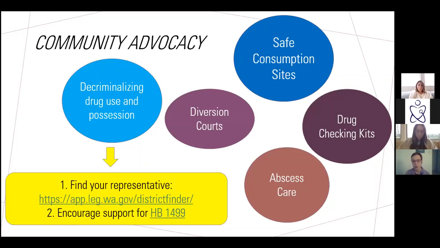I think this would go a long way in addressing some of the bigger picture social issues around methamphetamine use. And then finally, there's a lot of interest in safe consumption sites in Seattle, which I would love to tell you more about, but maybe we can talk after if someone's interested.